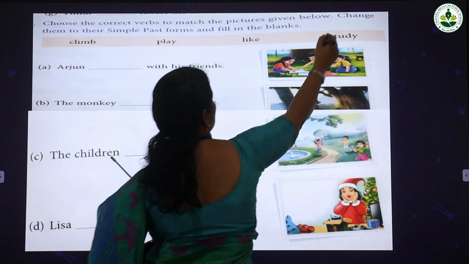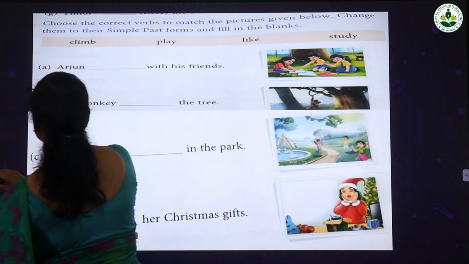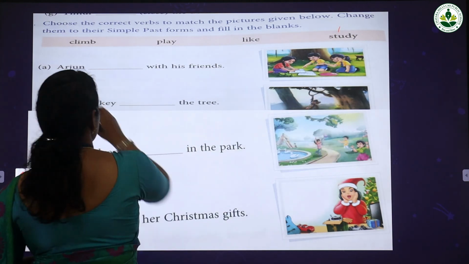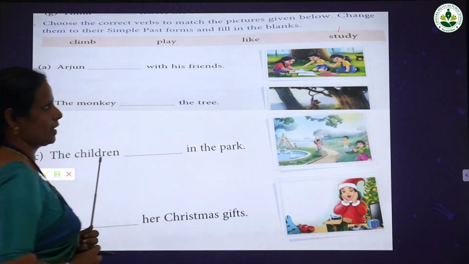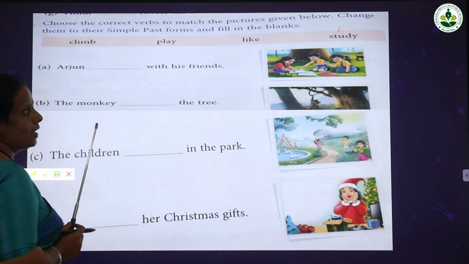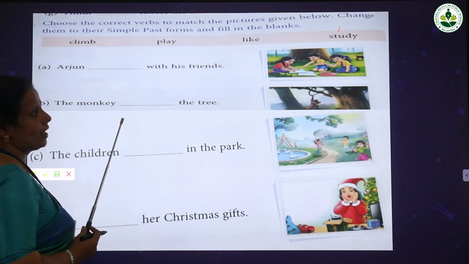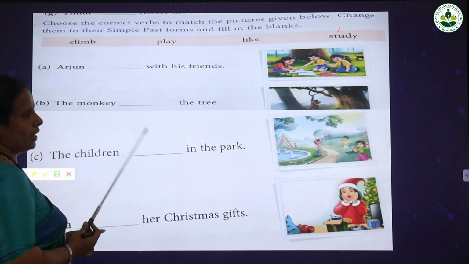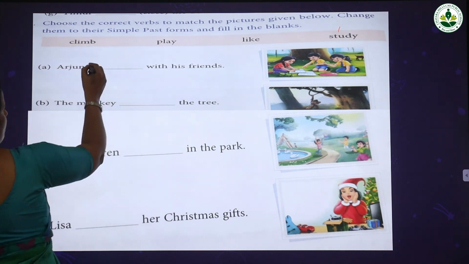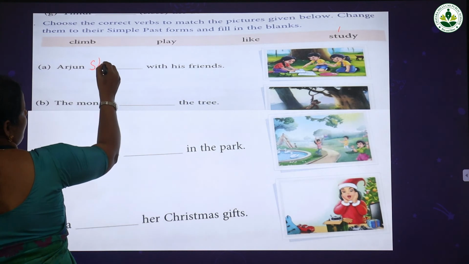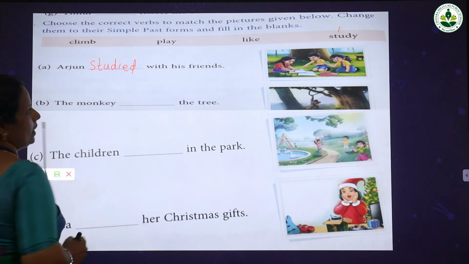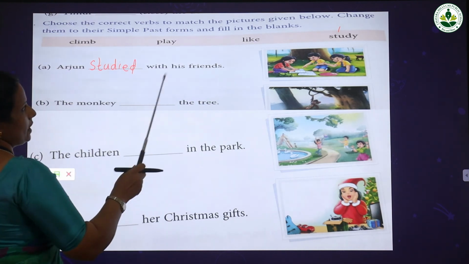So the first one will be this word, study. So Arjun dash with his friends. See the word study, S-T-U-D-Y, and the verb ends with the consonant and followed by y. So to form the past tense, what? S-T-U-D-I-E-D, studied. Studied with his friends.